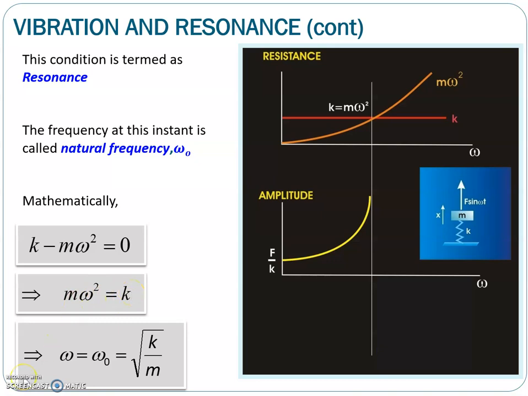And finally, we have the frequency omega equals the square root of k over m. This frequency omega is also termed the natural frequency omega naught. In other words, resonance happens when an excitation frequency omega equals the natural frequency omega naught of the system. In these conditions, amplitude escalates to infinity, or high vibration usually happens.